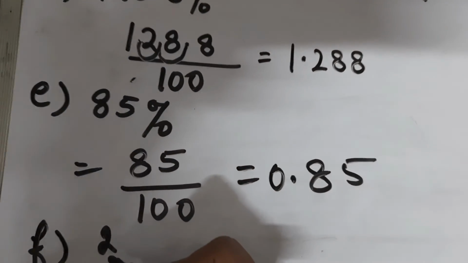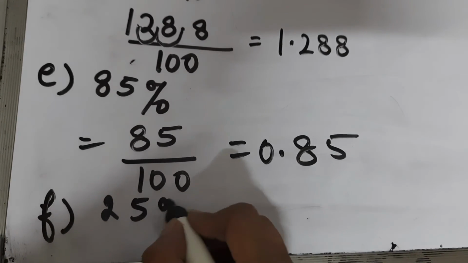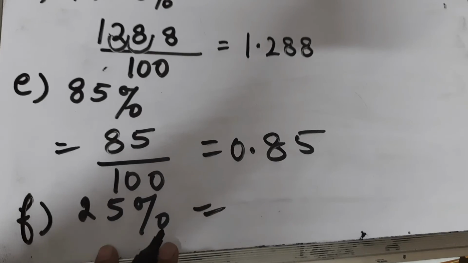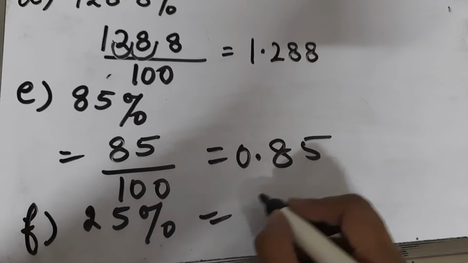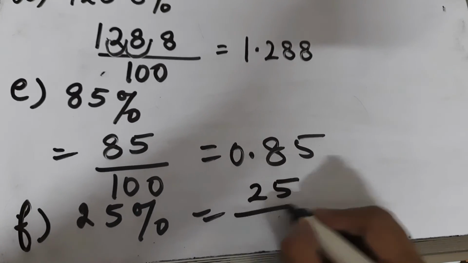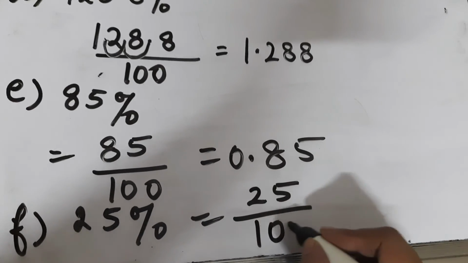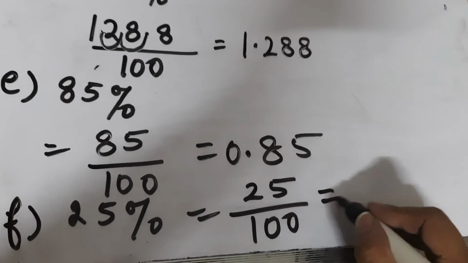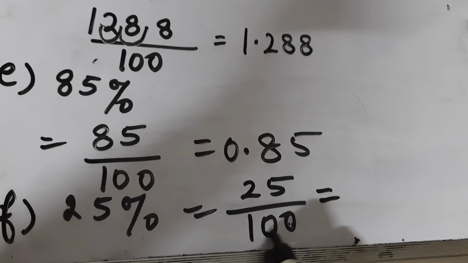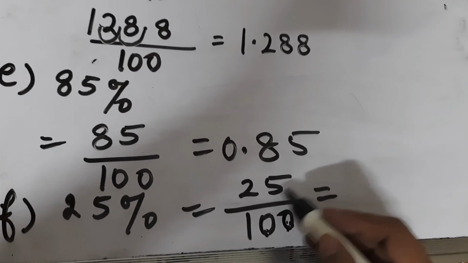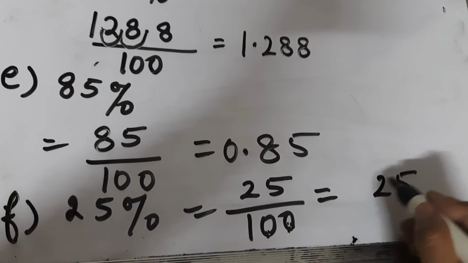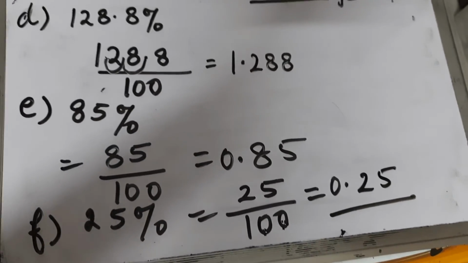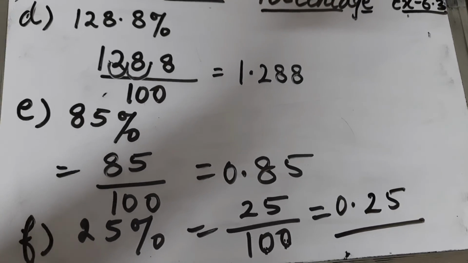Now come to F part. F part is 25%. We have to convert this percent to a decimal number. If we remove the percent sign, 100 will come in the denominator. We divide the number by 100. Now we have to solve it. See, there are two zeros in the denominator, so leave 2 digits from the right and place the decimal. So this will be 0.25. So this is question number two of exercise 6.3.